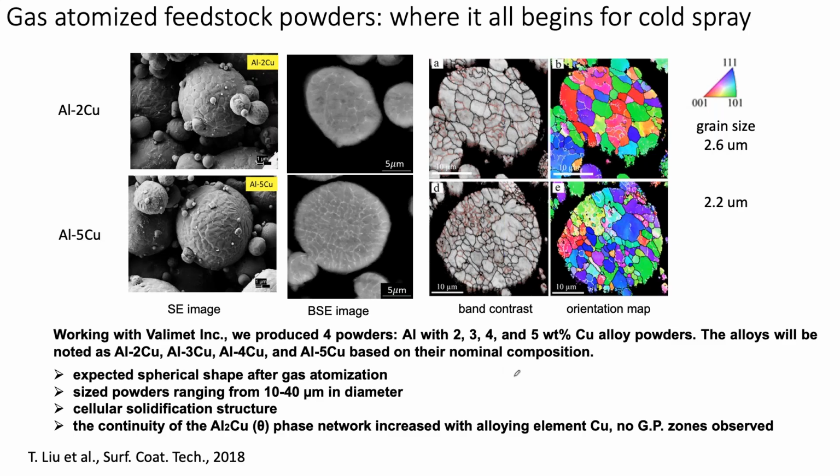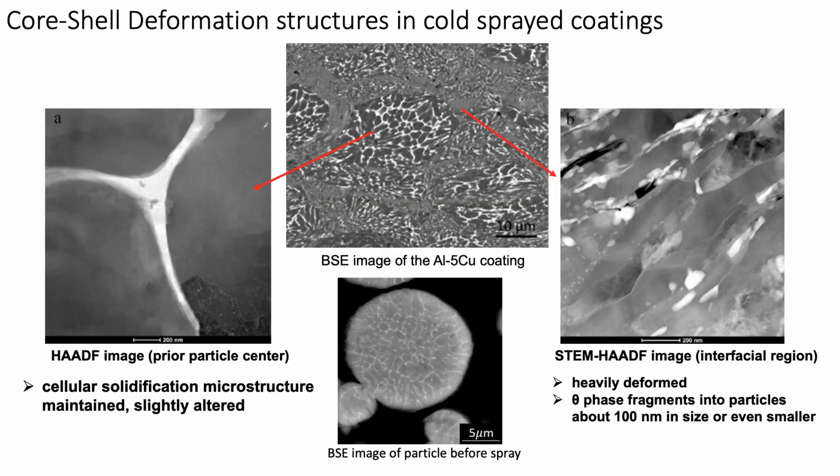When you cold spray this, of course, the microstructure changes. We see this core shell, or sometimes I call it a bimodal deformation structure. So here's our prior particle. You can clearly see something like that. Maybe it truncates here, a little hard to see with one 2D section. In the middle of the prior particle, this very nice aluminum 2 copper intermetallic network is still intact in this example. And this is a TEM image, a STEM image.